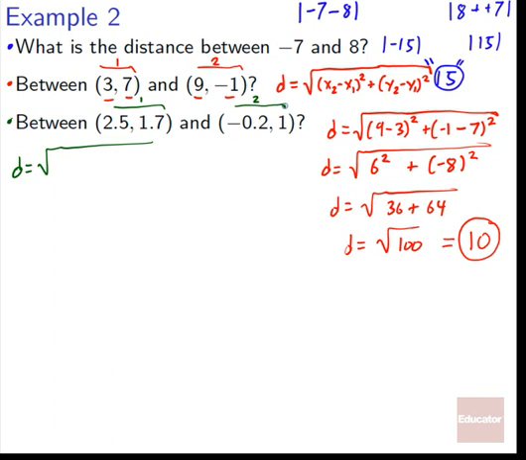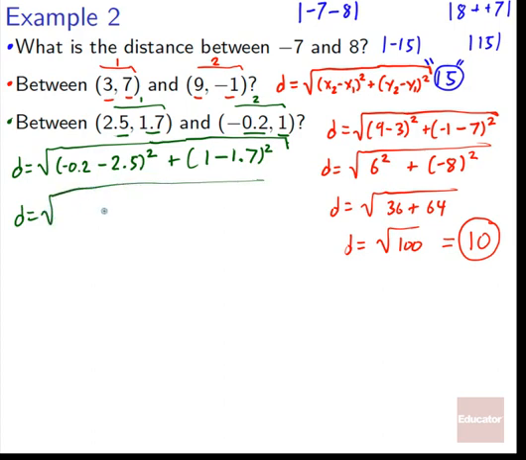If that doesn't really make sense, go back to when we talked about how we figured out this formula, and notice that (x2 minus x1) squared is the same thing as (x1 minus x2) squared. It comes up with the ideas we were talking about with absolute value before. So first x is negative 0.2 minus second x is 2.5, squared, plus first y is 1 minus second y is 1.7, squared. So distance equals square root of negative 0.2 minus 2.5 becomes negative 2.7 squared, plus 1 minus 1.7 becomes negative 0.7 squared.